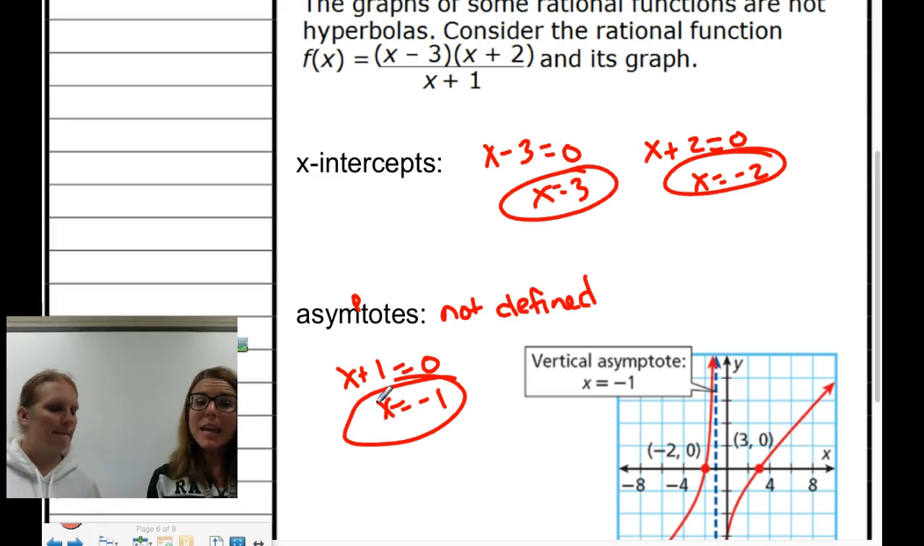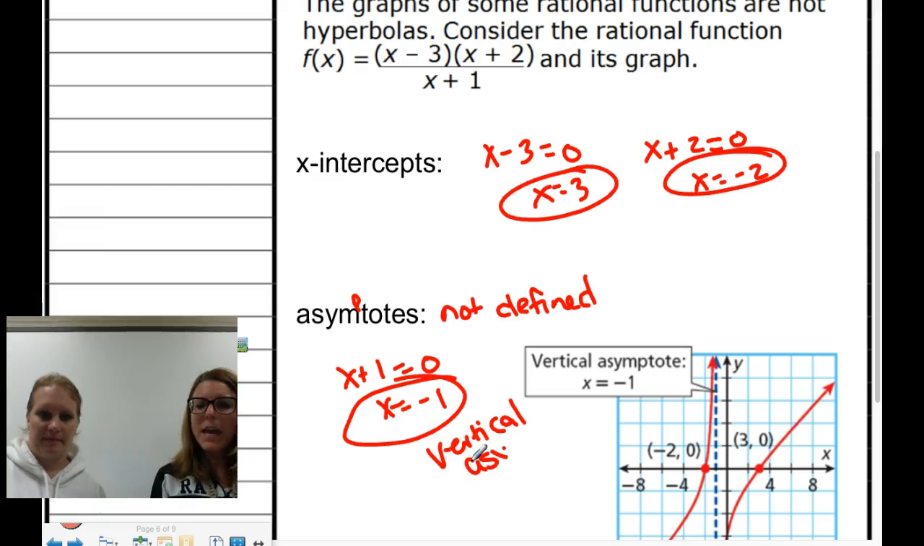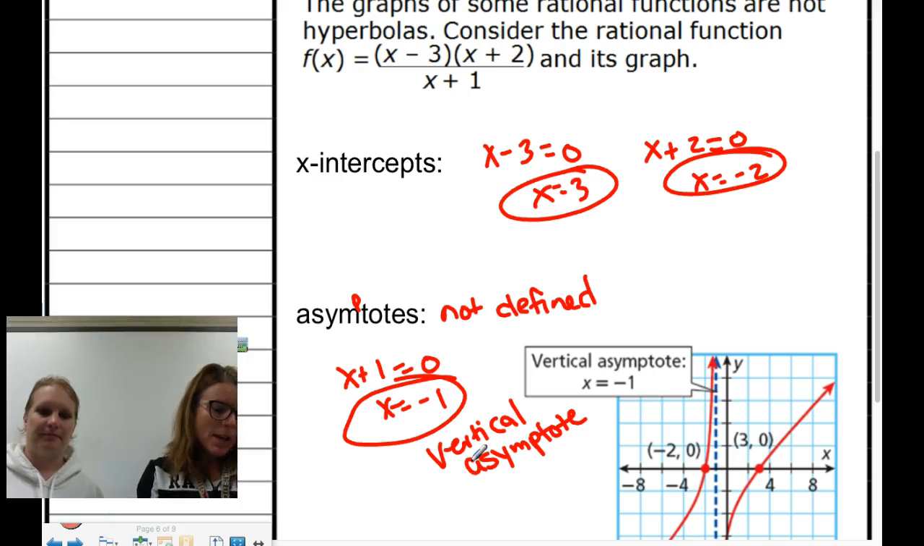Right. That is a vertical asymptote, because it's x equals. And the graph is displayed to the right. That really makes sense. The asymptote is where it's not defined, so you're going to look at the denominator.